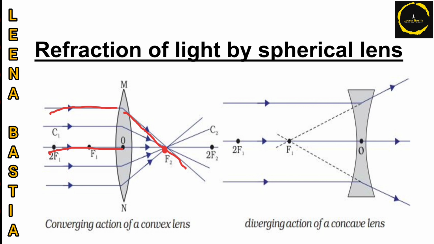Right? Similarly, in case of concave lens, it is diverging in nature. Why? Because when a ray parallel to the principal axis reaches the concave lens, it diverges. After refraction it appears to come from the focus. I hope this part is clear, and that is how it is in case of lenses. Convex lens is converging in nature, and concave lens is diverging in nature. Okay, let us move to the next topic.